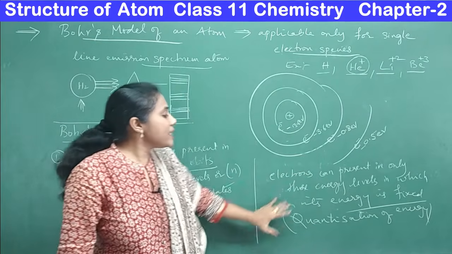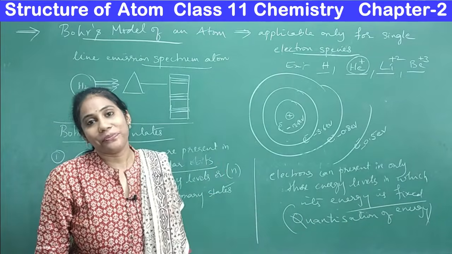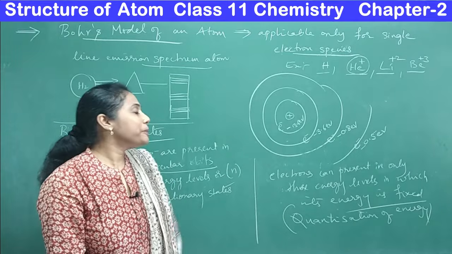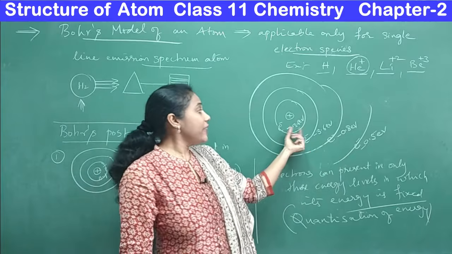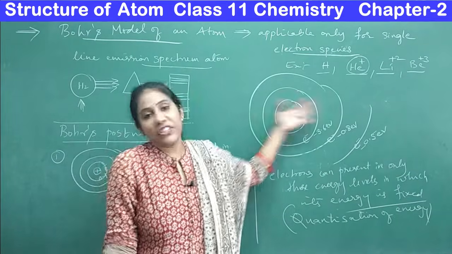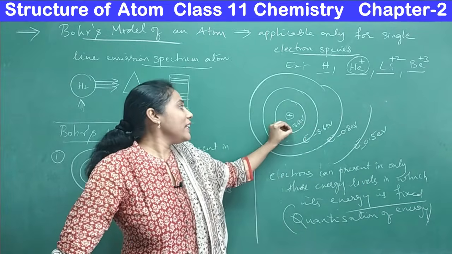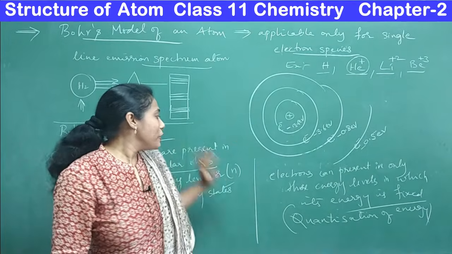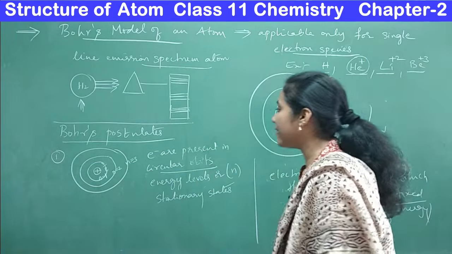So this concept we will call quantization of energy. It's a very, very important point to understand. Electrons are present in different energy levels with a fixed amount of energy. They can't be present in whichever energy shell they want. No. The energy of the electron and the shell number must match. Right? Fine. So this is one of the postulates that you need to understand very well.